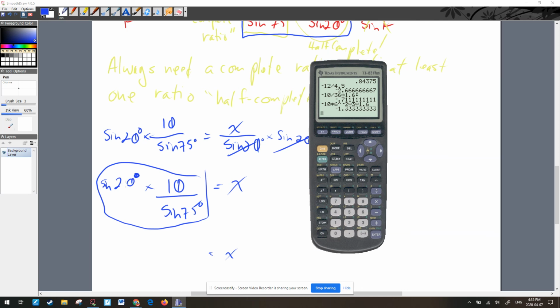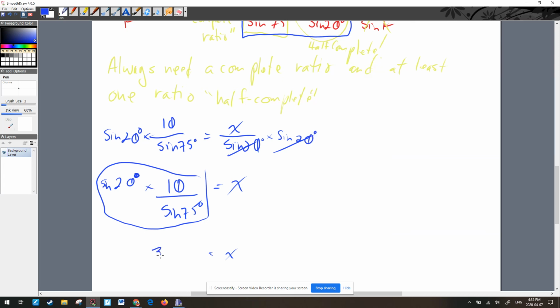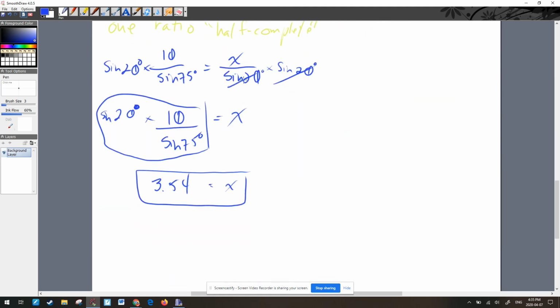Now, according to how your own calculator works, you have to know how it works. On this one, I can type the sine of 20 times 10 divided by the sine of 75. Close that bracket off. And we're going to find out that, hey, that unknown side, side x, is 3.54. So I found that value. 3.54 is the unknown side that I was after. I don't recall if I had units. I did meters. So 3.54 meters.